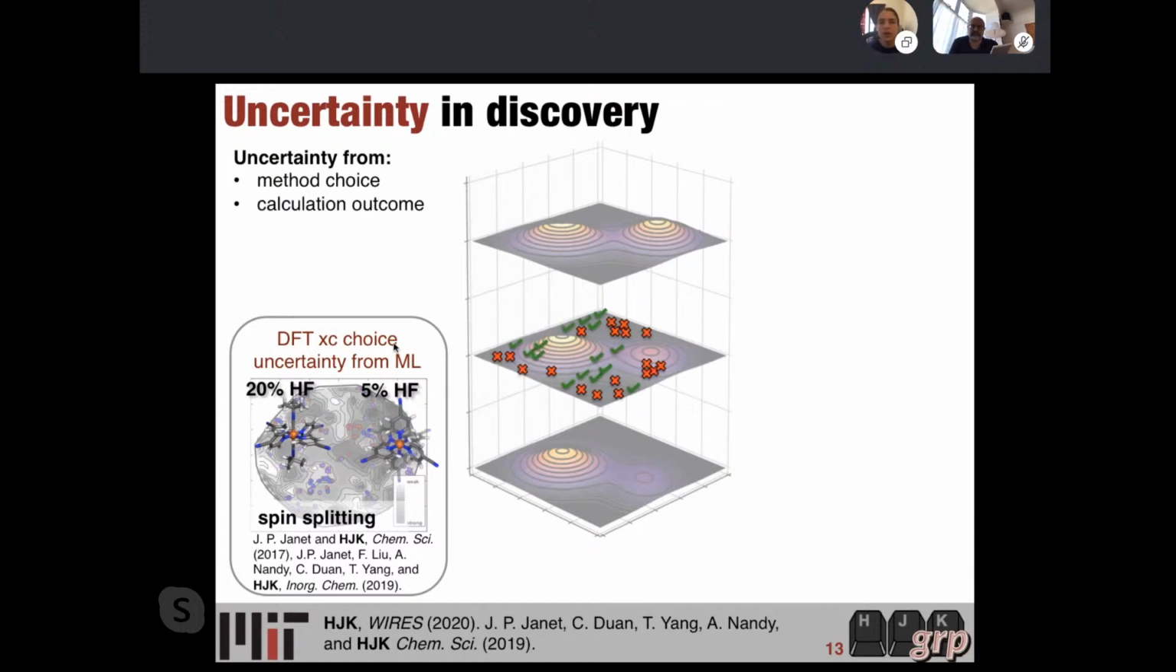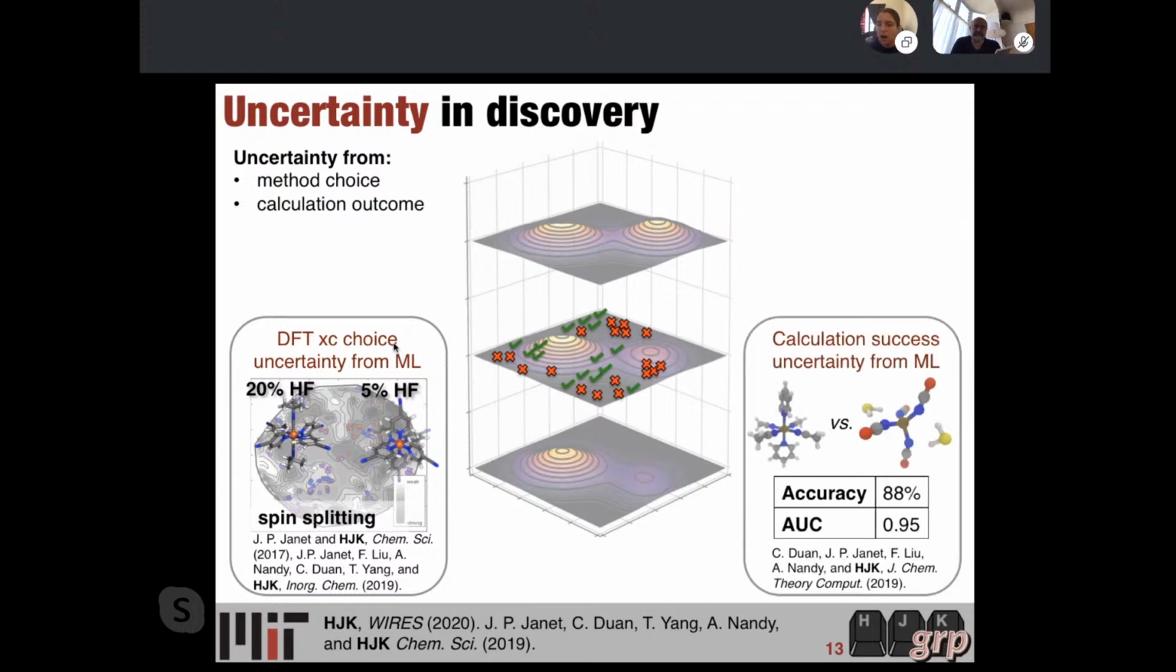But then also calculations don't always succeed in challenging spaces like transition metal chemistry. So calculations a lot of time can actually fail. And one way that we've addressed this, and I won't talk about this further, but I encourage you to check out this paper. It's really cool, from JCTC, from Chenru Duan and my group in 2019. What we actually did was develop two models to predict if a calculation would fail.